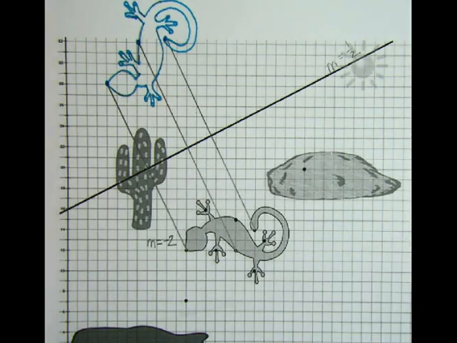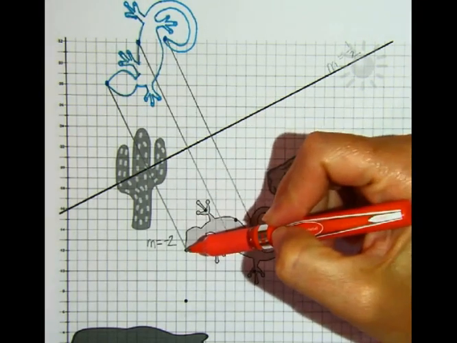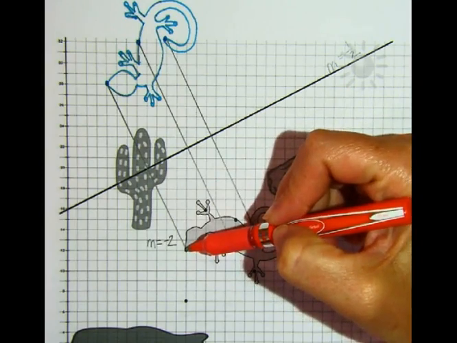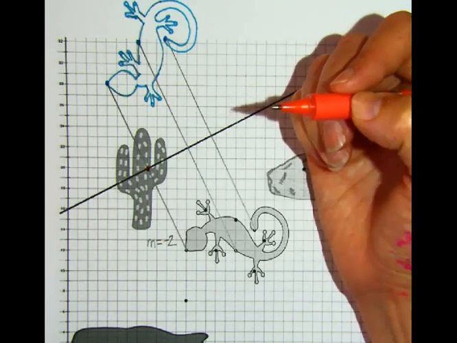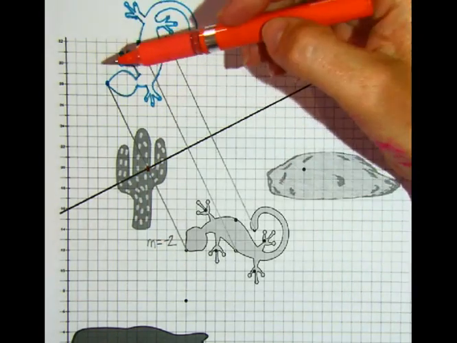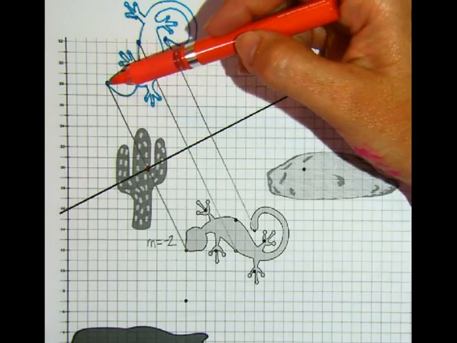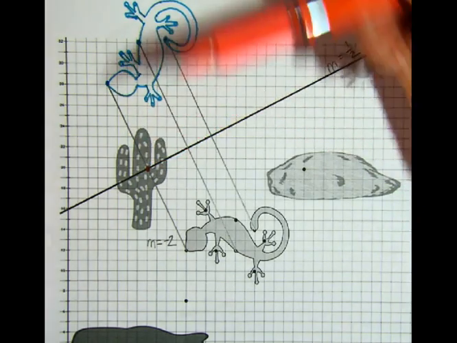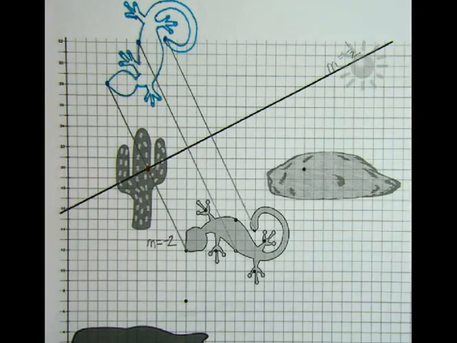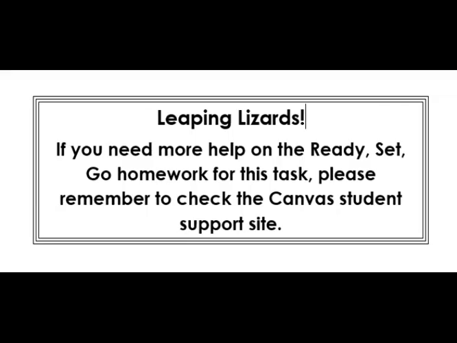We could also use the distance formula or the Pythagorean theorem to verify that the distance from the lizard's pre-image point nose to the line of reflection is the same as the distance from the image point of the nose to the line of reflection. This concludes the Leaping Lizards task.